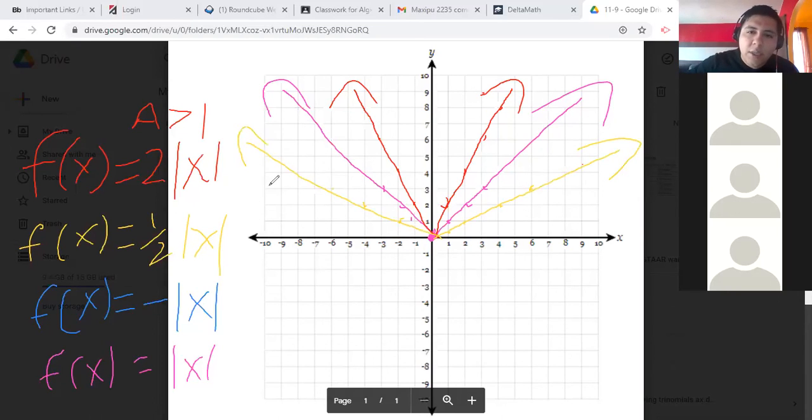As you can see, we compressed the graph, basically saying that it got a little bit shorter and the sides kind of got longer. So we pushed it a little bit outward.